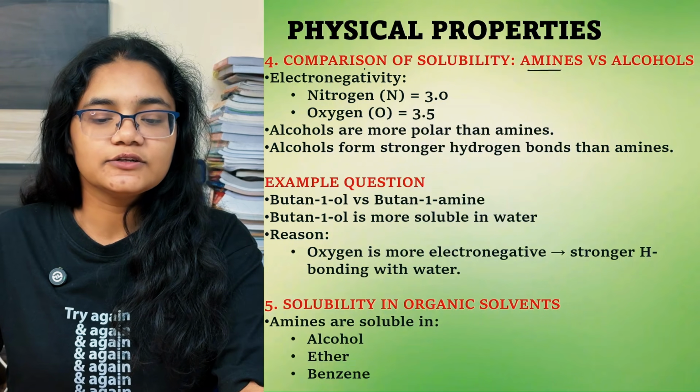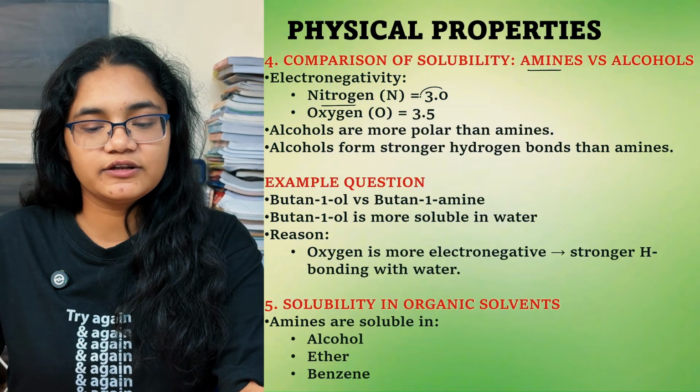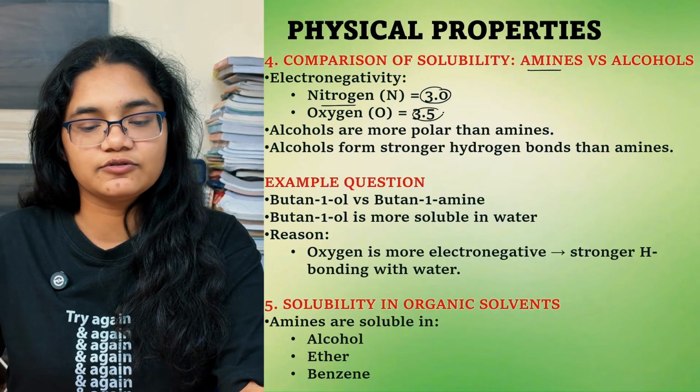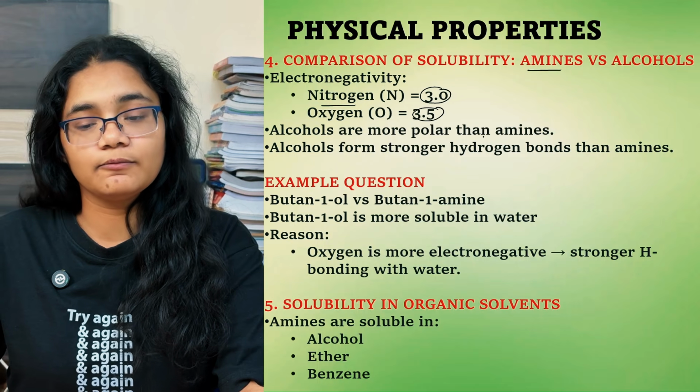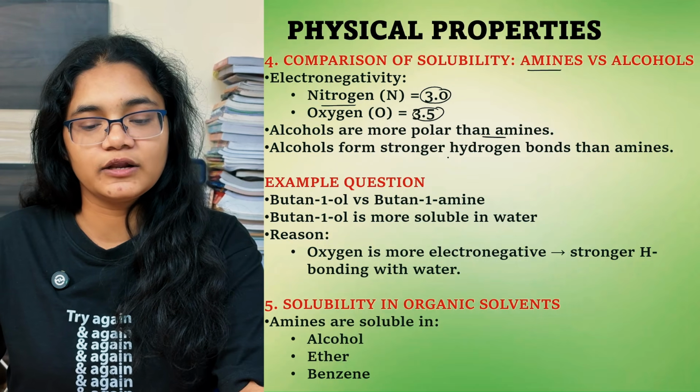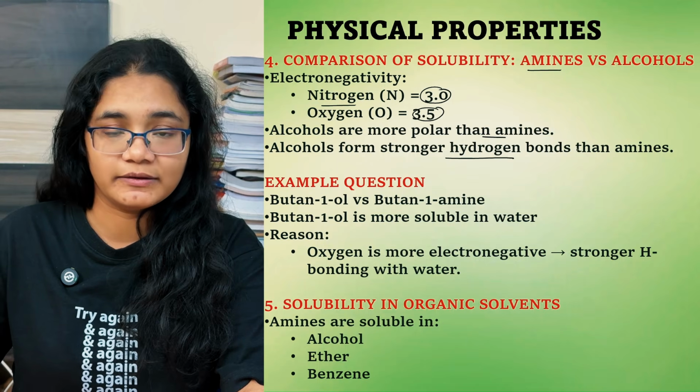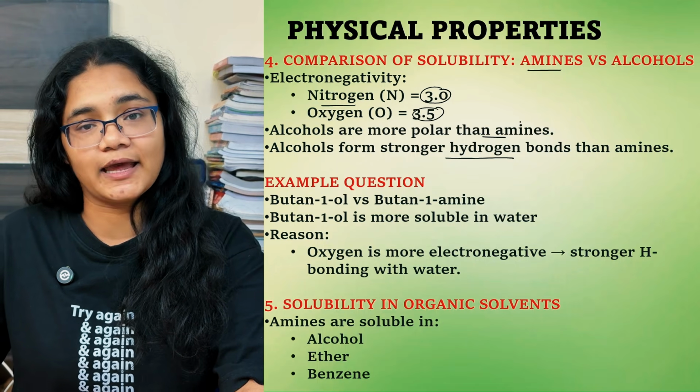If we compare, you can see that the electronegativity of nitrogen is 3.0, whereas that of oxygen is 3.5, right? So alcohols are more polar. If alcohols are more polar, they form stronger hydrogen bonds than amines. So alcohols are more soluble than amines.